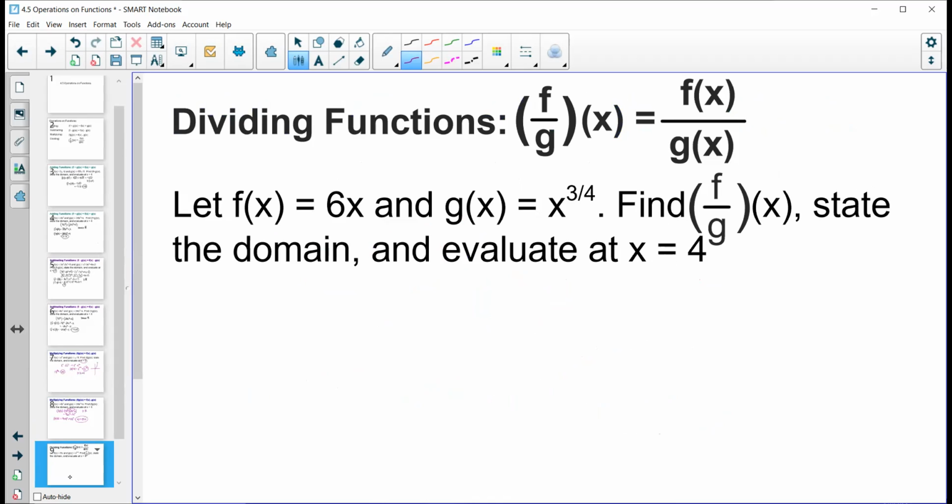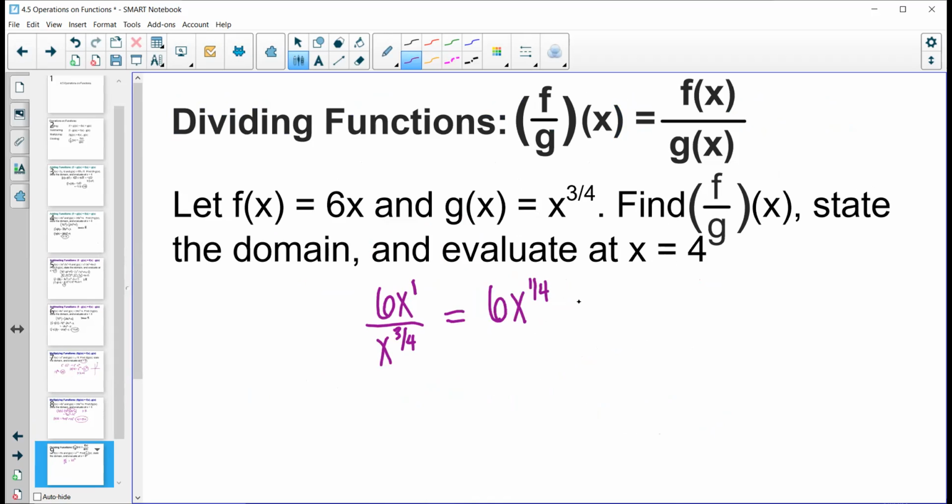And that's where we will look at the function f and divide it by the function g. Let's take a look at this example here. In this case, we've got 6x divided by x to the 3/4. Now, when we're dividing these, we can subtract the exponents, bottom from the top. So this is 1 and this is 3/4. So this is really 6 times x to the 1/4.